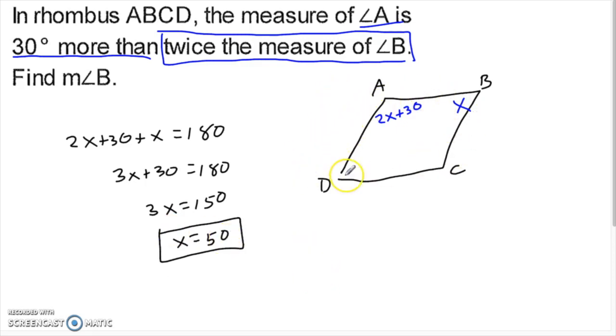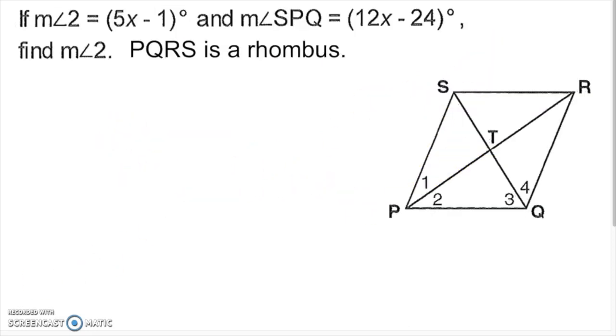So remember, because a rhombus is a parallelogram, we still get all of those properties, and we want to continue to use those. All right, a couple more angle examples, and we'll wrap this up. So here, they're telling me angle 2 is 5x minus 1, and SPQ, which is this big angle here, right?